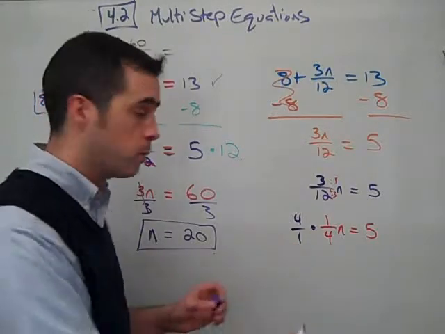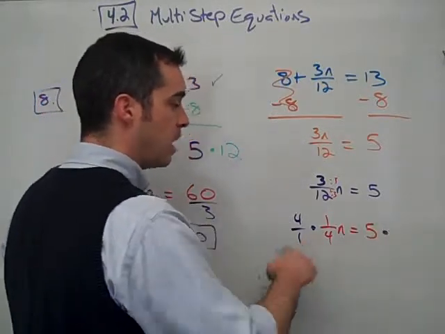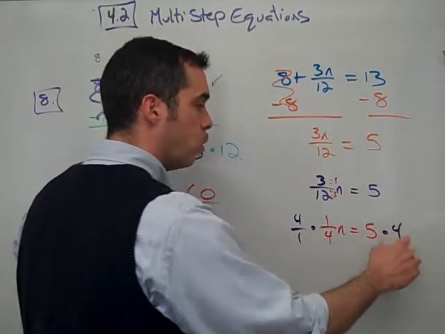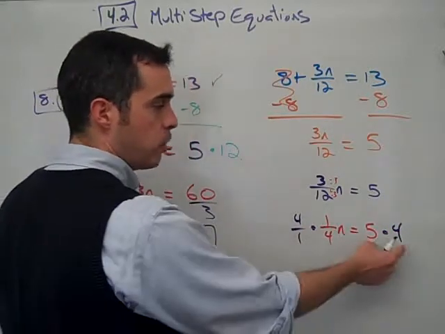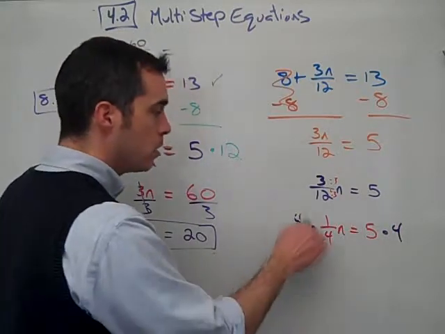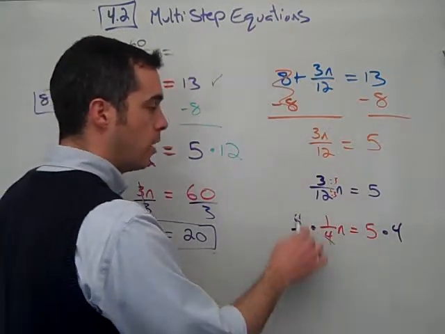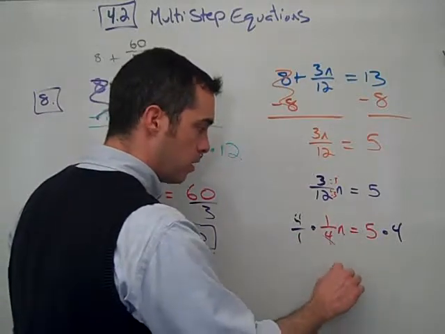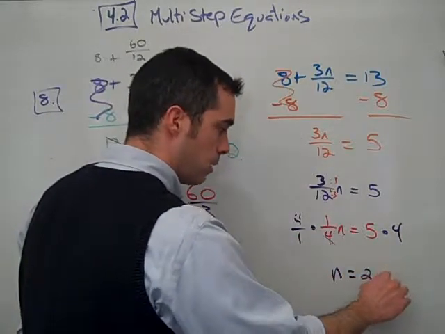That's the multiplicative inverse property. I'll multiply this side by the exact same thing, only I'll call it 4 this time because I'm not multiplying by a fraction. 4/1 and 4 are equivalent. So I once again have a number times its reciprocal is 1n, or simply n, equals 20. 5 times 4.